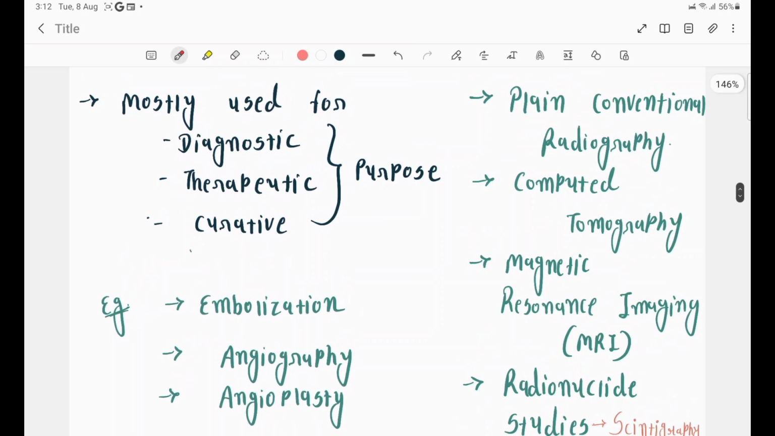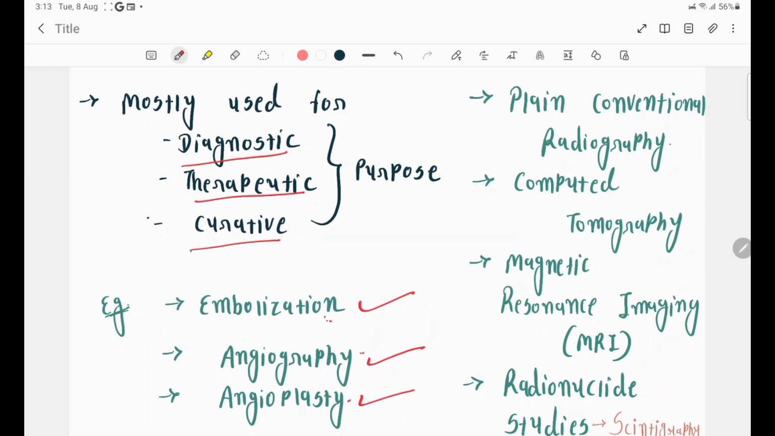So in this, we are using this modality for diagnostic, therapeutic and curative purposes. For example, embolization, coronary angiography and coronary angioplasty. So in embolization, this is when we block the blood supply to a certain area. It can be helpful for treating some special problems. Next is coronary angiography. It is a way to look at heart's blood vessel to see if they are blocked.